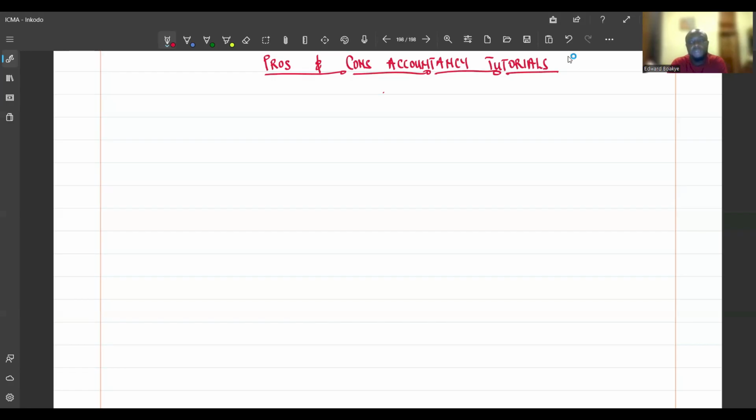So IAS 33, earning per share. What is earning per share? Earning per share simply means the amount that we are paying to each ordinary share that we have in our company. So we may have profit after tax of 20,000, and then we may have shares of about, let's say, 10,000. So if we divide the profit after tax by our shares, we get what we call the earning per share.